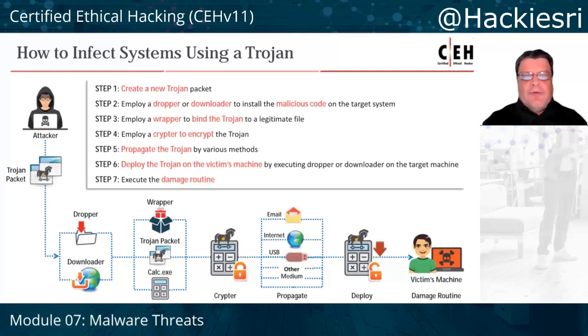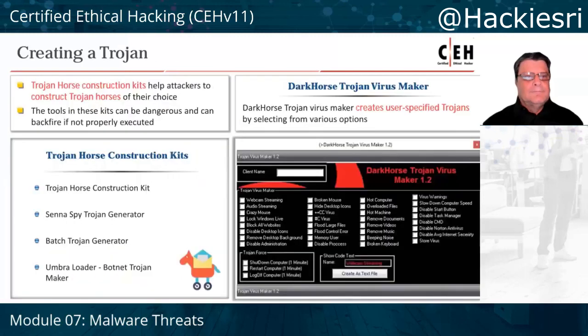Next, we have propagate the Trojan by various methods, followed by deploy the Trojan on a victim's machine by executing a dropper or downloader on the target machine. And lastly, execute the damage routine. And we see the appropriate flow chart that these steps spell out on the bottom.